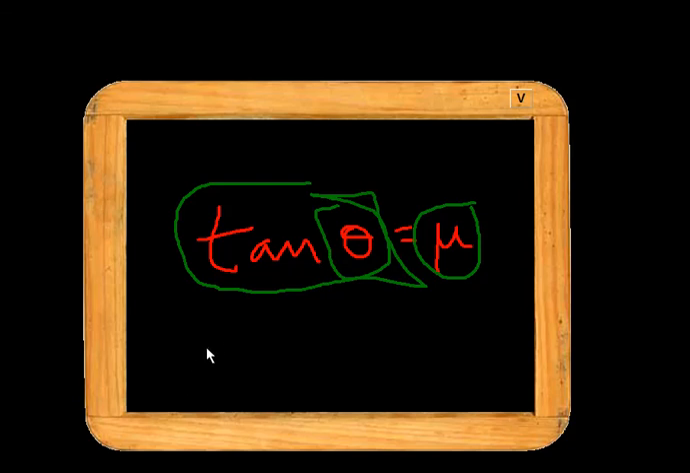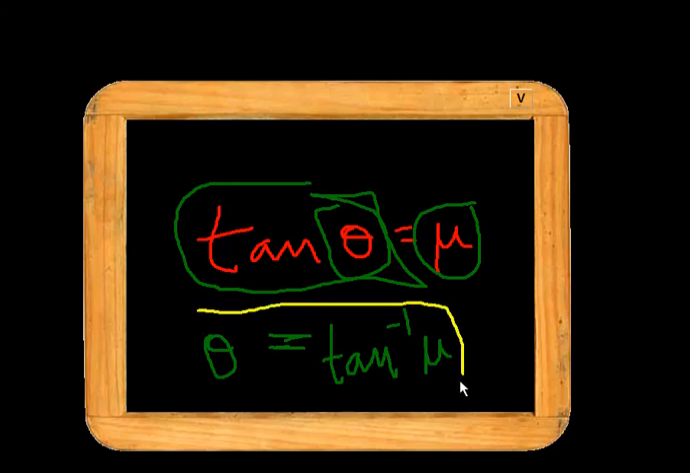Now, if you want to find the angle, it will be like this: theta equals tan inverse of mu. So here you have the angle. If you want to find the angle of friction, you can just apply this identity, that is tan inverse of mu. I hope you understood this concept.